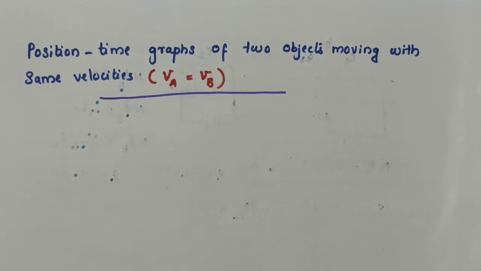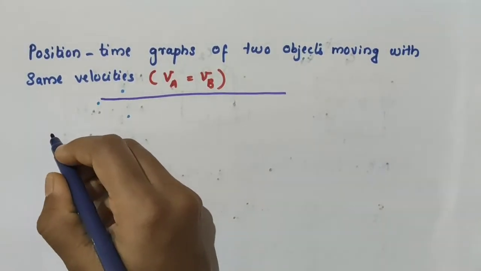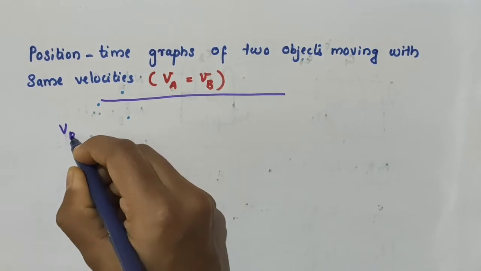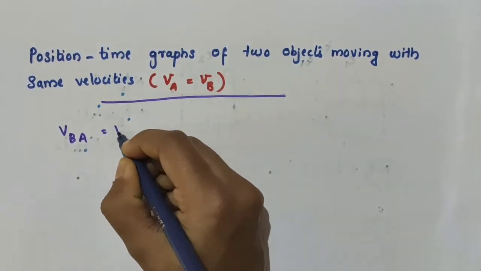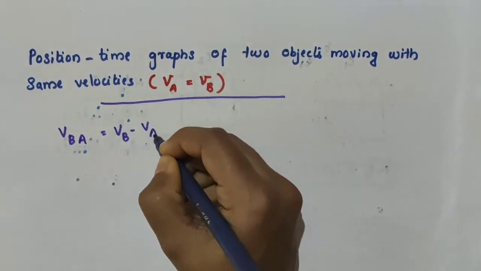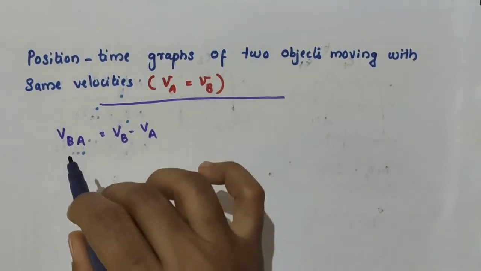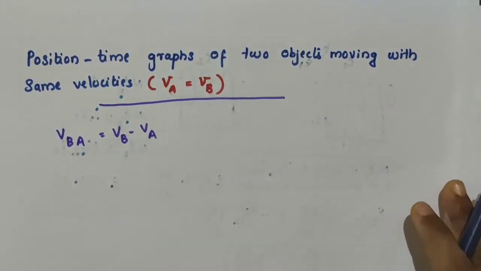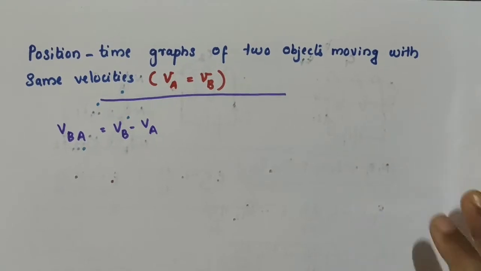We have the expression for the relative velocity, that is, velocity of B with respect to A, as what? VB minus VA. Velocity of B with respect to A is equal to VB minus VA.